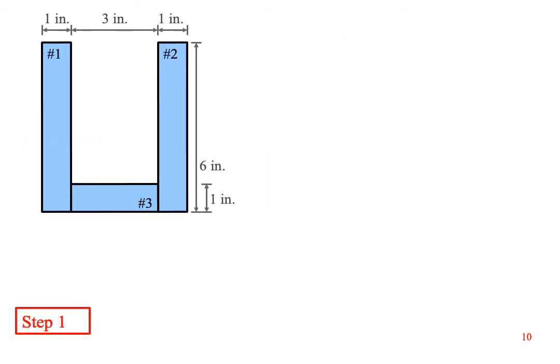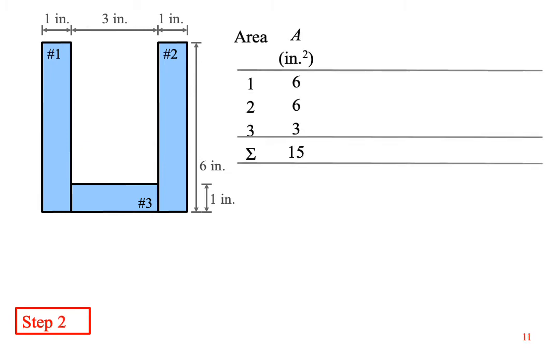Step 1 is to divide the shape into simpler shapes. There is more than one way to divide it into rectangles, and here's one choice. Label the shapes by number. Step 2 is to calculate the areas of each shape and then enter them into a table. Add up the total area of all the shapes and enter that into the table.